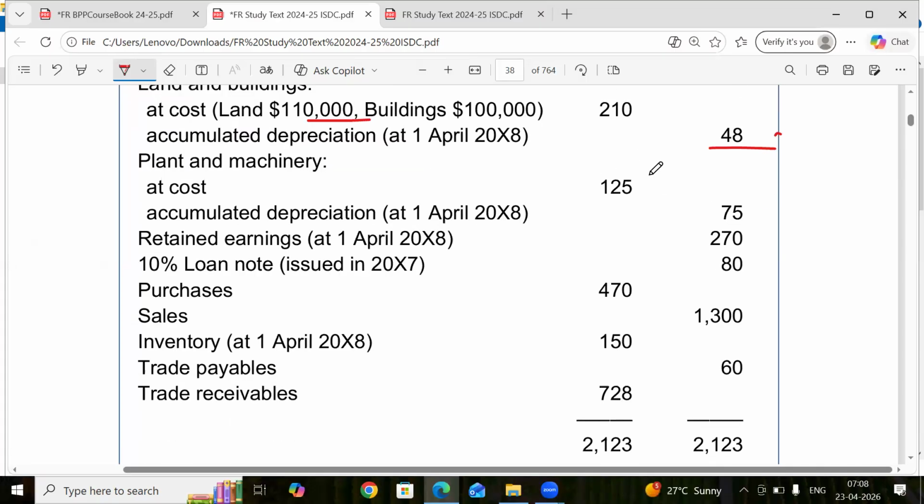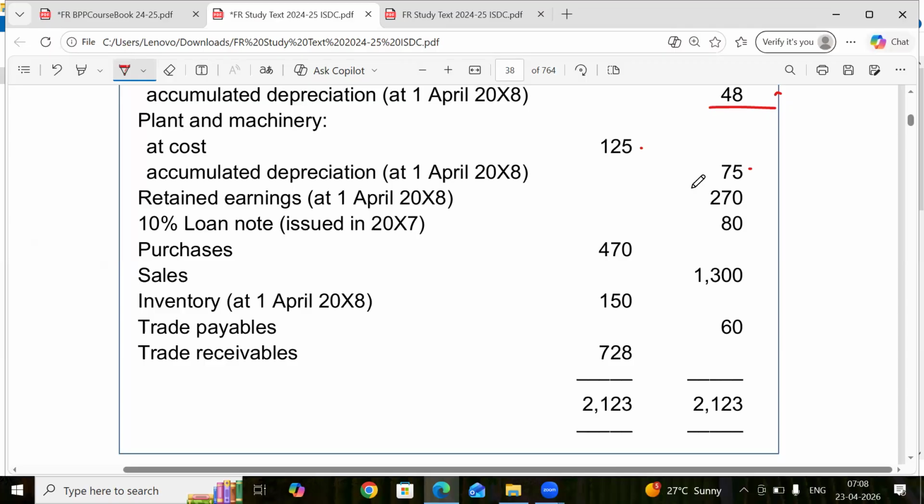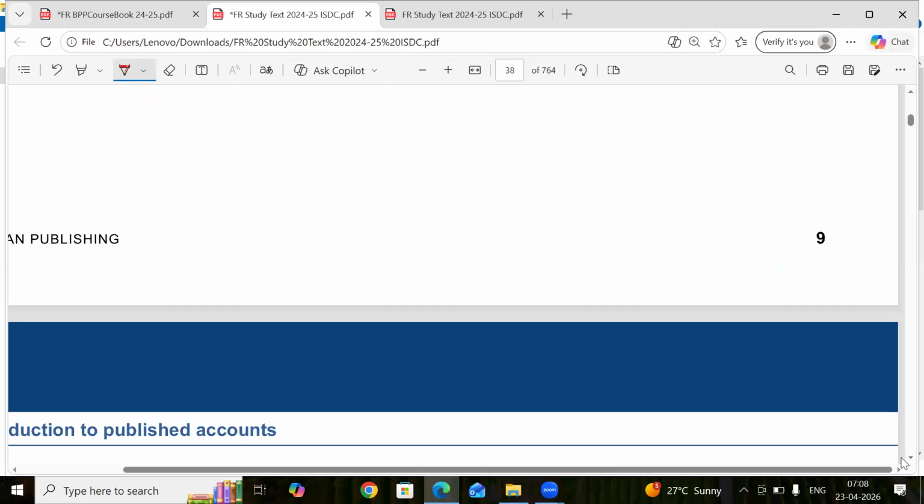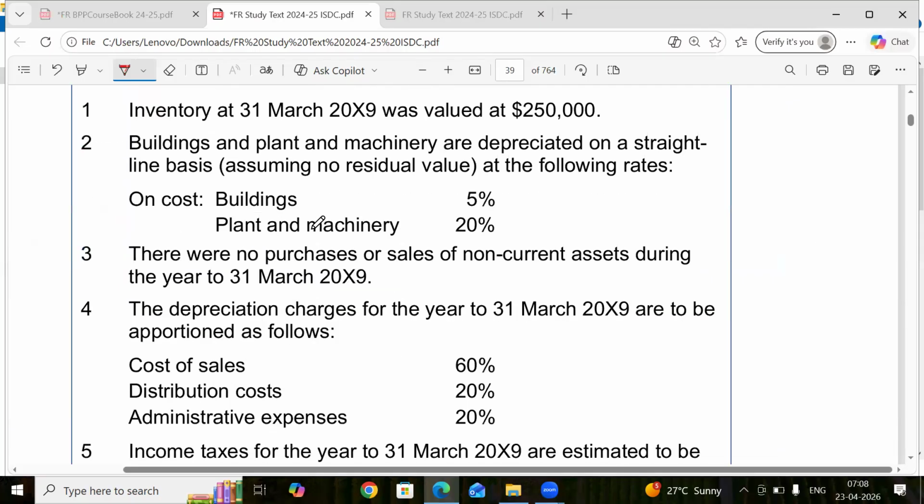Plant and machinery at cost and accumulated depreciation is given. Retained earnings account is given. Loan, how much they have borrowed, is given. This is the rate of interest for that loan. Purchases, sales, inventory, trade payable, receivable, all the information is given, and there's some additional information as well. This is the closing inventory value.